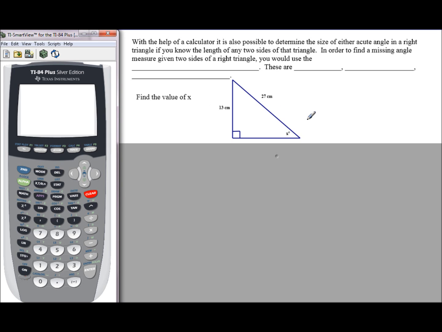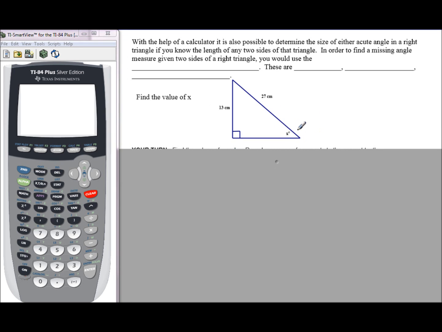Now, if we want to find a missing angle using trig, we're going to use what's called an inverse function. An inverse trig function looks like this. Second sine, see right here? This is called the sine inverse, the cosine inverse, the tangent inverse. And the way I remember to use the sine, cosine, or tangent function inverse when I'm trying to find an angle is I look at the symbol here. What does that symbol mean? Well, that little symbol means degrees.